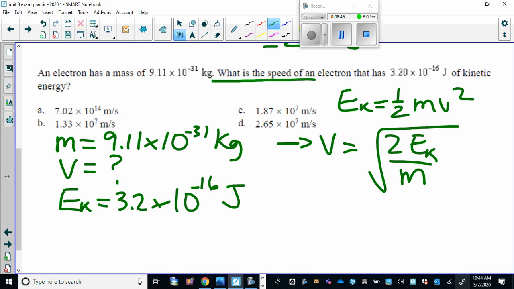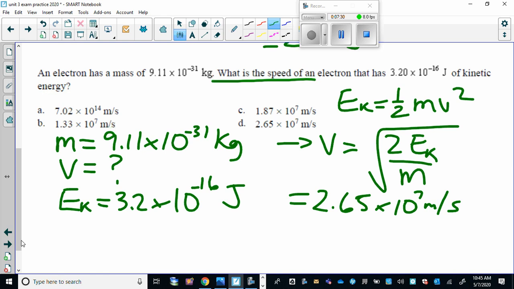2 times 3.2 times 10 to the negative 16, divided by 9.11 times 10 to the negative 13. Then take the square root, and you end up getting an answer of 2.65 times 10 to the 7 meters per second, which is, just so you know, unbelievably fast. 2.65 times 10 to the 7 is 26,500 kilometers per second. So pretty darn fast.